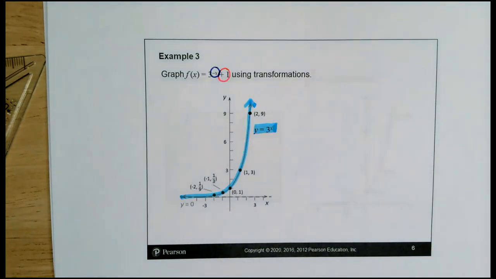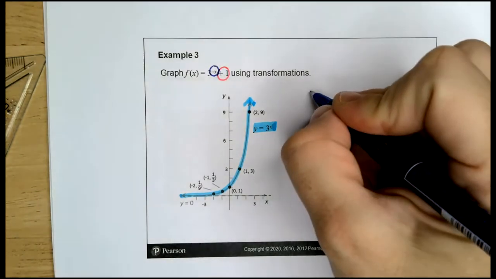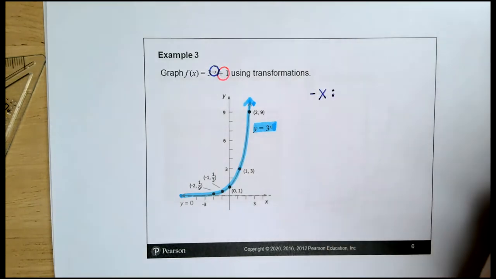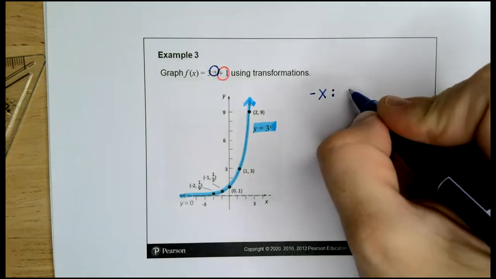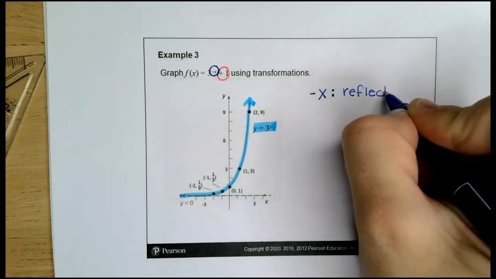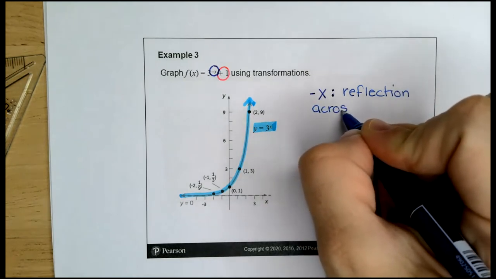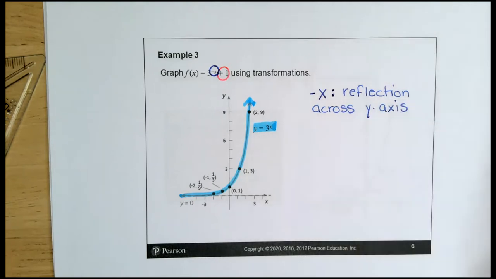What transformations were applied? So first of all, the x is being multiplied by a negative. So a negative x means that when x is multiplied by a negative, the parent function is reflected across the y-axis. Reflection across the y-axis. Why would this be true?